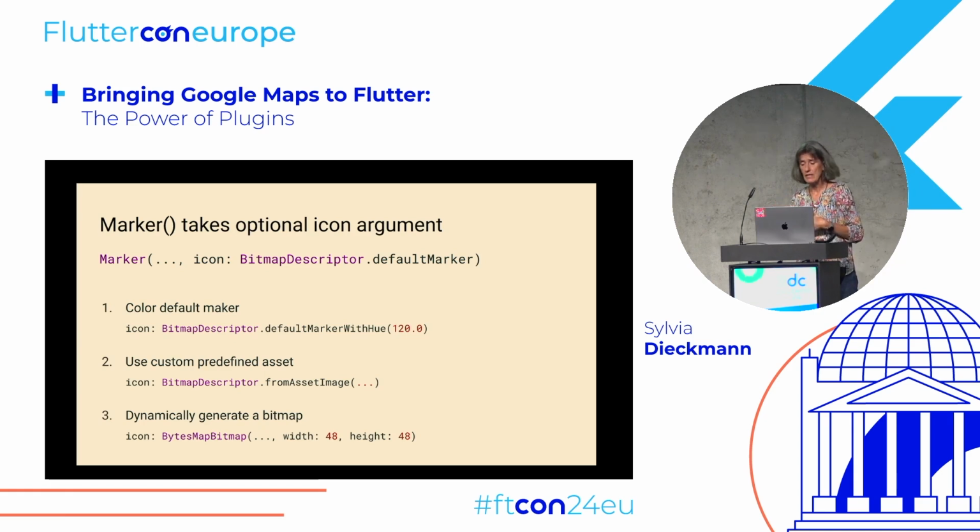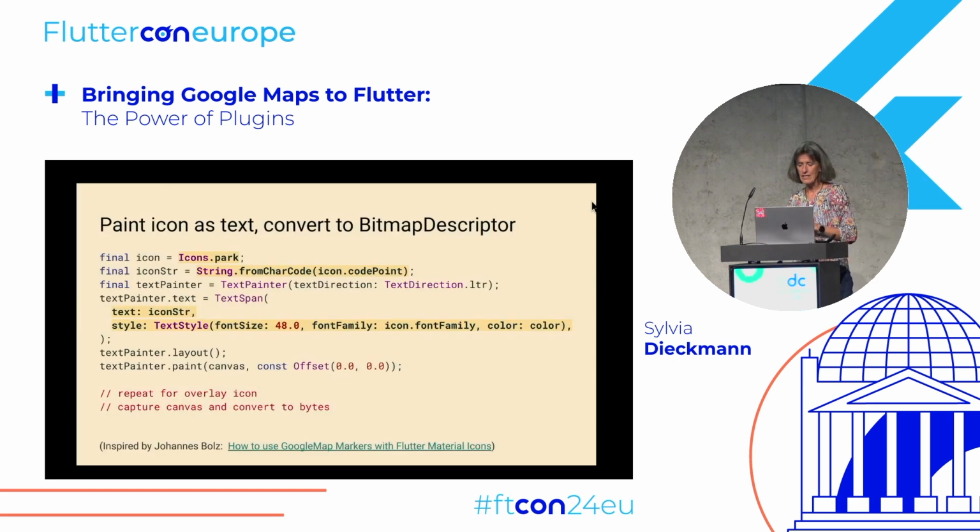I can use a customized default marker and basically modify the color, and I do that with Hue. Or I can upload an asset. I can put a customized asset into my project and display that as an icon. But in this case, I would have to build all the different colors that I need. I would have to preload these assets beforehand. Or the third one, which I like best, is I can dynamically generate this bitmap. And the kicker is I can actually do it from a material design icon.